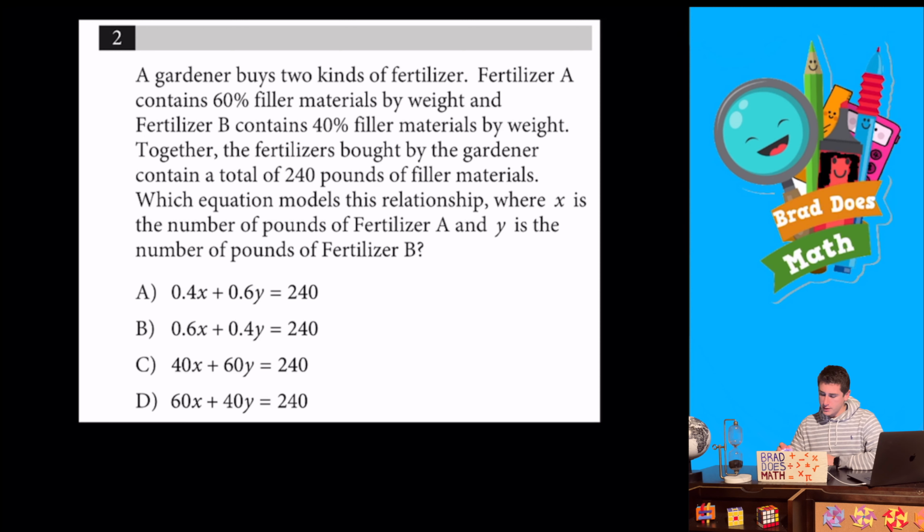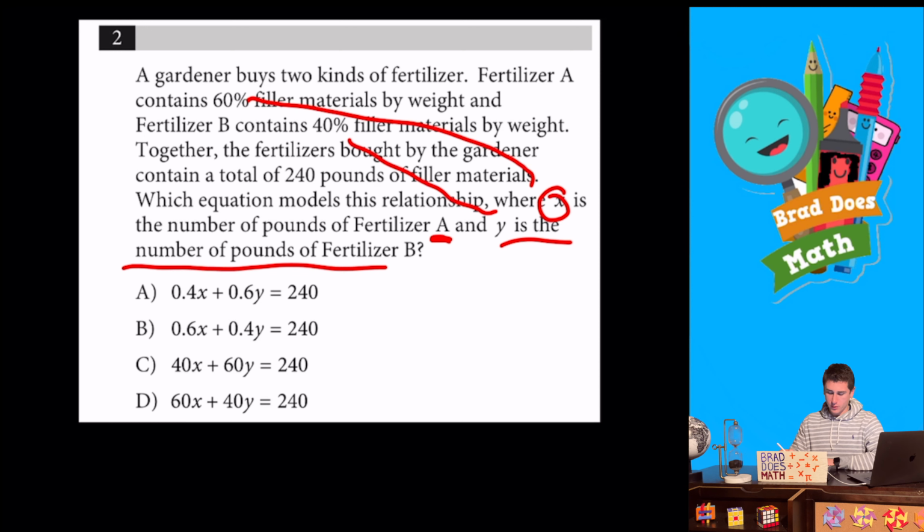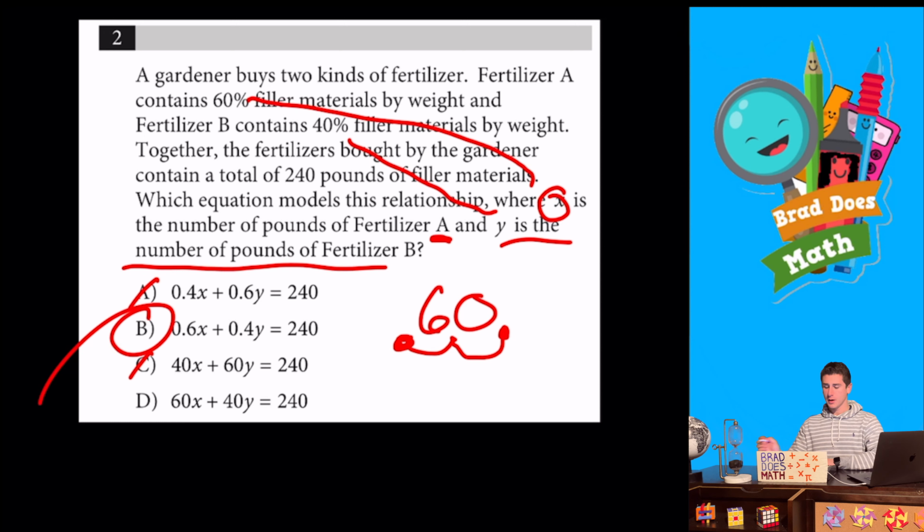So a gardener buys two kinds of fertilizer. Fertilizer A, which is 60% filler, and it says X is the number of pounds of fertilizer A. So the 60% goes with X, and then the 40% goes with fertilizer B, which is Y. It says Y is the number of pounds of fertilizer B. So it looks like the 60% goes with X in answer choices B and D. However, when you have percentages, you need to move your decimal over to the left twice. So the 60% becomes 0.6. And that's how we know B is our answer.